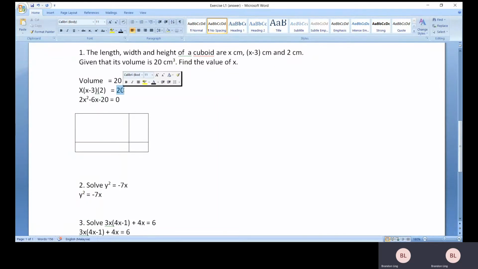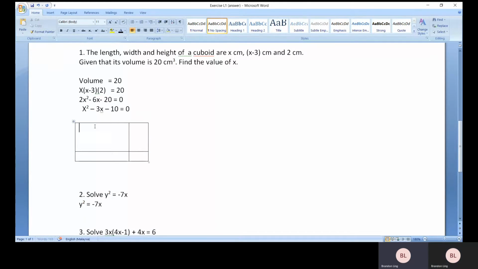What you need to do is move this 20 to your left side. So the next step is doing a factorization. But before you do a factorization, you can simplify this whole equation by dividing by 2. If you divide everything by 2, you get x squared minus 3x minus 10 equals 0. Next, you proceed to the factorization part by putting all these terms here.